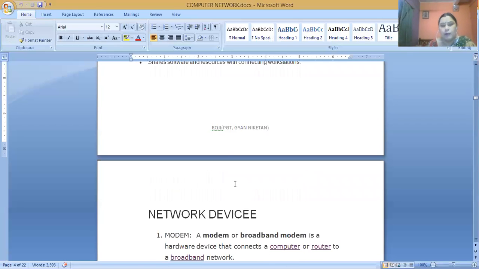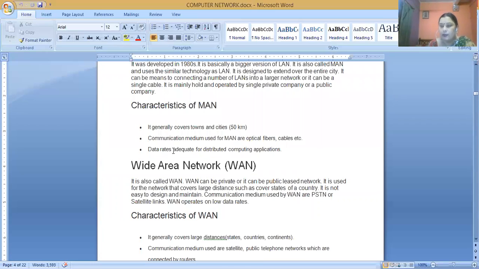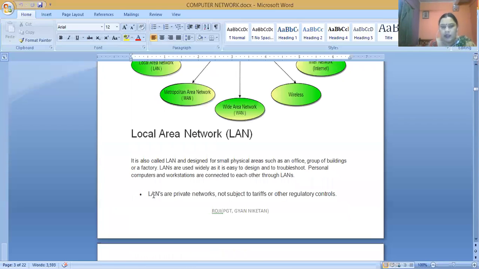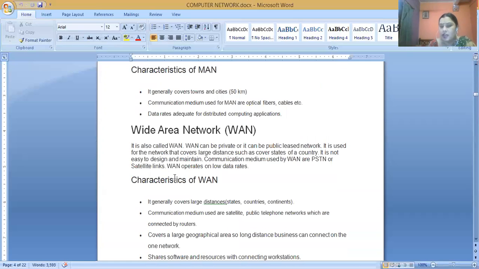Then we will discuss the difference between LAN and WAN. Means what is the difference between LAN and WAN? LANs are private networks and located inside buildings, offices, schools, etc. But WAN is spread across countries, states, continents, etc.